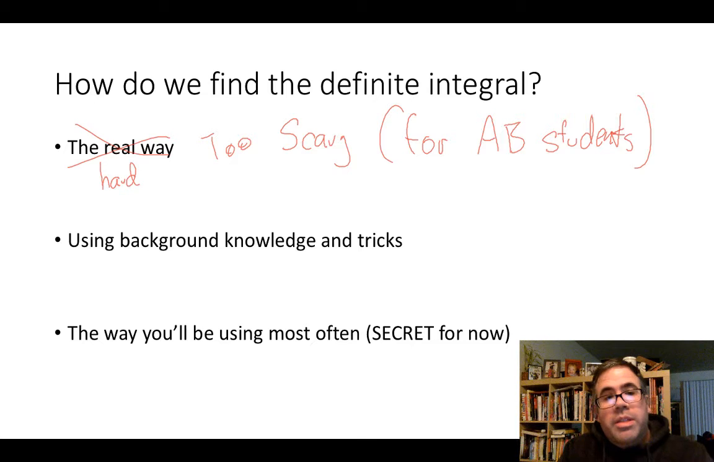Okay, so if we're not doing it the real way, how do we do it? One way is using background knowledge and tricks. We talked about area under the curve. Well, there's plenty of areas that you know how to find already, and we'll get to that in the next lesson. And then there's the way you're going to be using the most often, which I'm not going to tell you. It's a secret, but just a secret for now. Anyways, that's what we're building towards, the definite integral.